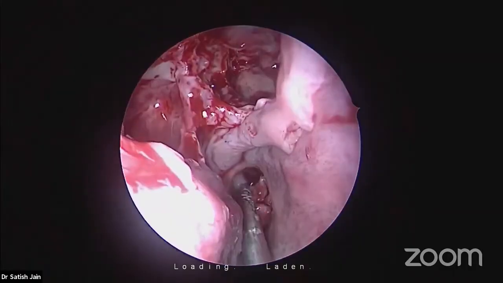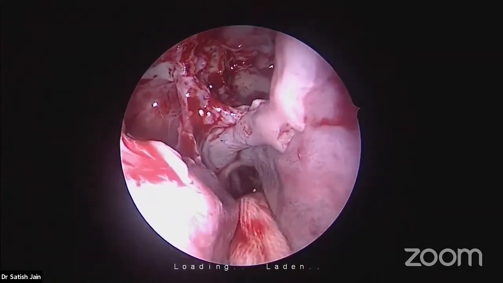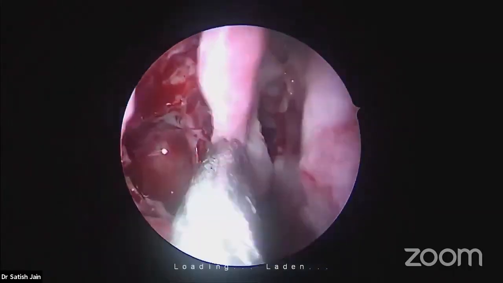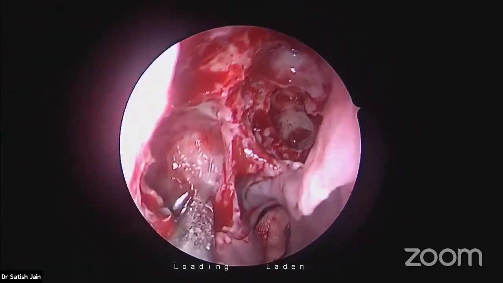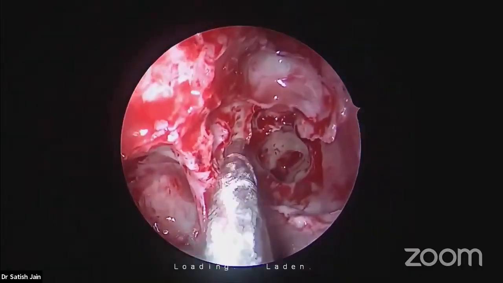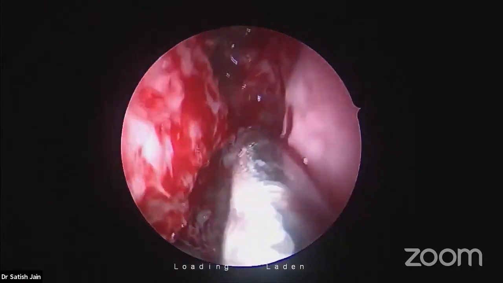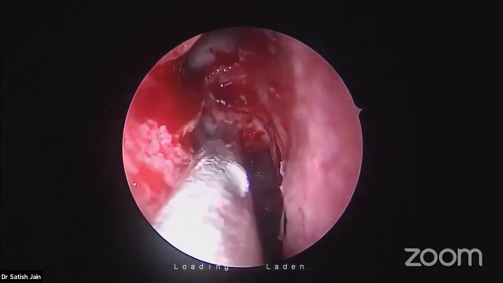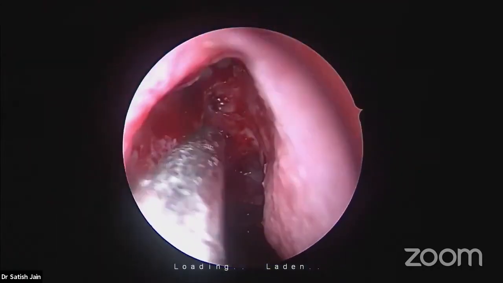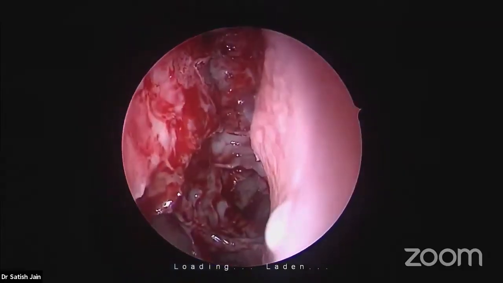At the same time preventing complication, and so many landmarks we take into consideration to prevent complication right from the beginning. Every step you need a good landmark. See now, with your 0 degree in your outpatient department, you can see everything.